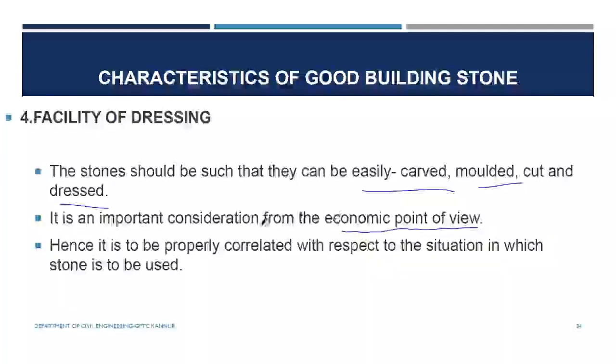Hence, it is to be properly correlated with respect to the situation in which the stone is to be used, whether we are using it for an architectural purpose or other situations; you have to consider that. So facility of dressing depends on the characteristics of a good building stone. Facility of dressing is the English term for stone cutting and shaping, and it affects the characteristics of a building stone.